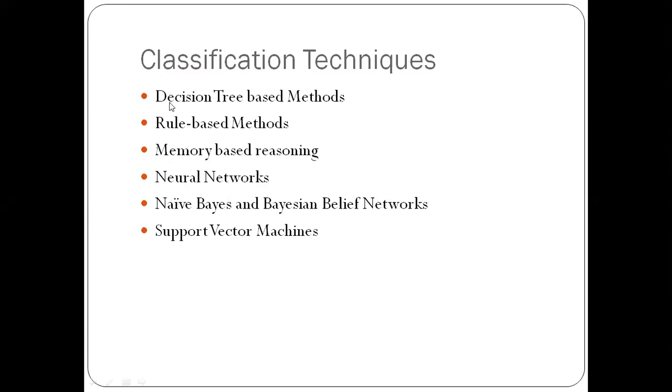One is the decision tree based method, where we will be studying the decision tree classifier. Then we have the rule based classifier, using the rule based method. We also have memory based reasoning methods for classification, and then neural networks. Neural network is not there in your syllabus. Then we have naive Bayesian and Bayesian belief network, which is also there in your syllabus. And then, very important, the support vector machine, which is also a very important machine learning technique, but it is not there in your syllabus. So we will be studying only four classifiers here.